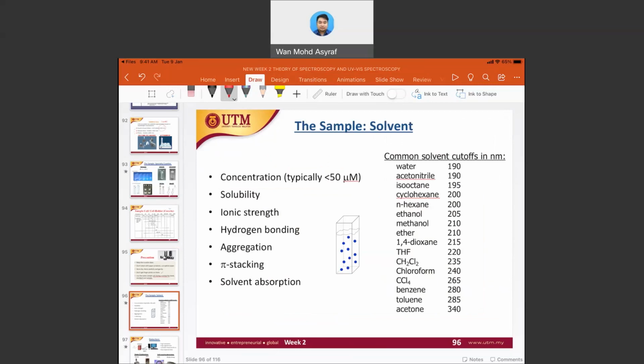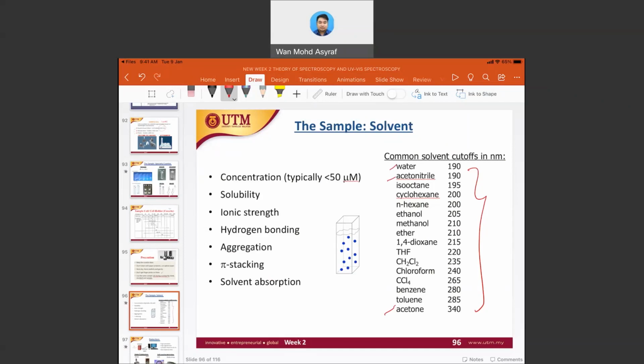So you also need to figure out and point out the suitable solvents for your analytes. If you are doing something at 190 nanometers, water will be the suitable solvent. Acetonitrile is also suitable. Don't use acetone, because acetone is out of the range.